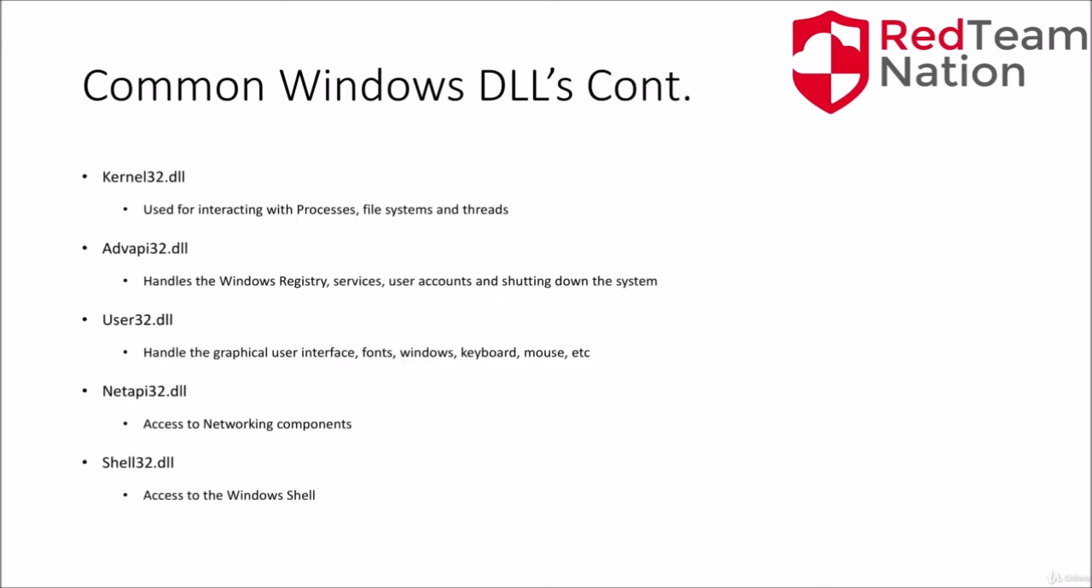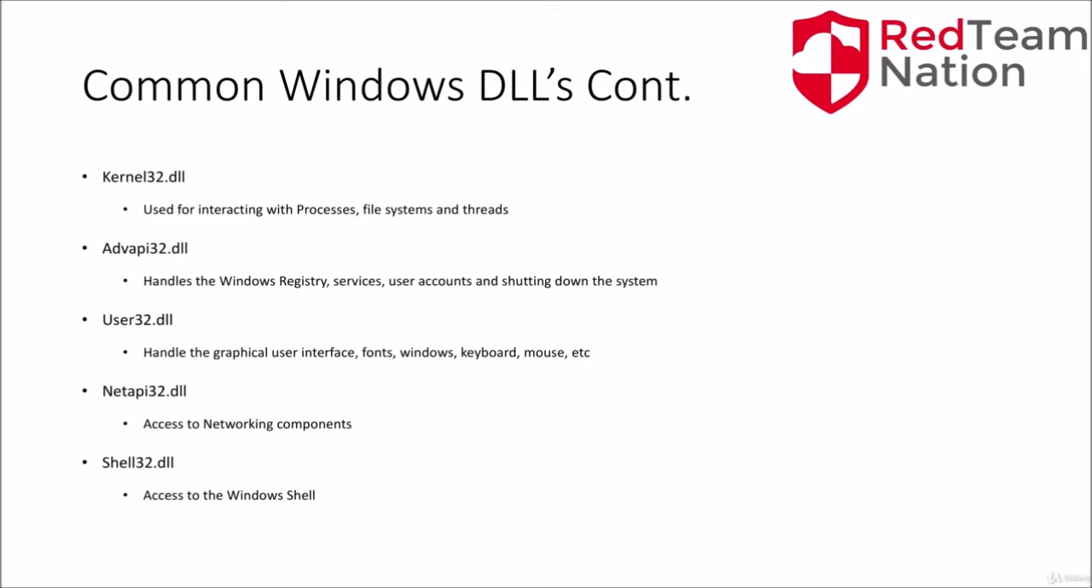So for kernel32.dll, and keep in mind this is not a whole complete list. I'll leave a link to a few more next to the video, but this is just a quick list to get you more familiar with this. Kernel32 is used for interacting with processes such as the find windows, the file system, starting threads, starting processes, all that's handled by kernel32. Then we have advapi32. This handles the Windows registry, Windows services, user accounts, and shutting down the system.